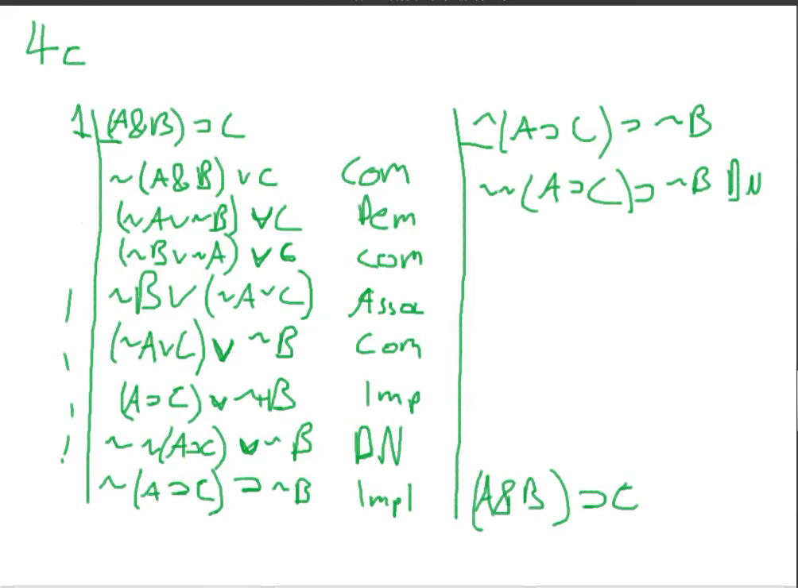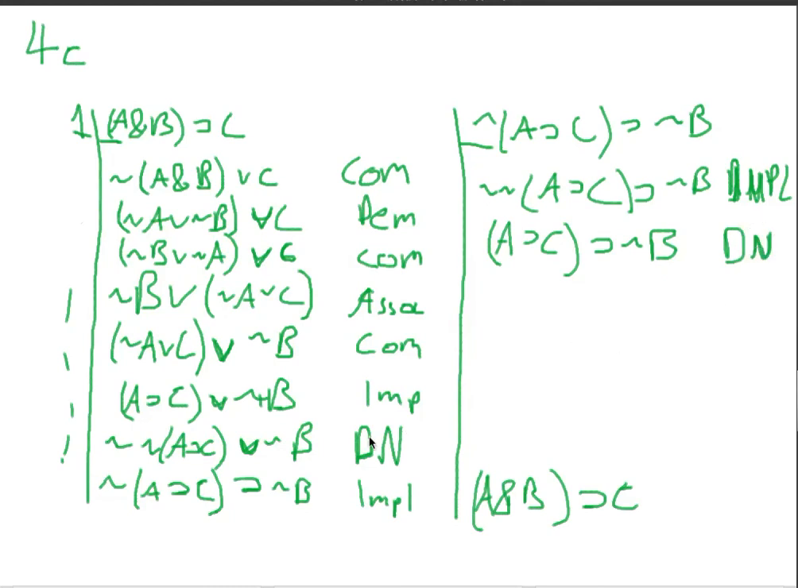Oh, I'm sorry. That's implication. Oh, almost screwed that up. This is implication, not double negation. Sorry. In the next step, I'm going to get rid of the double negation. I'm going to go if A then C, then not B. And this is by double negation.